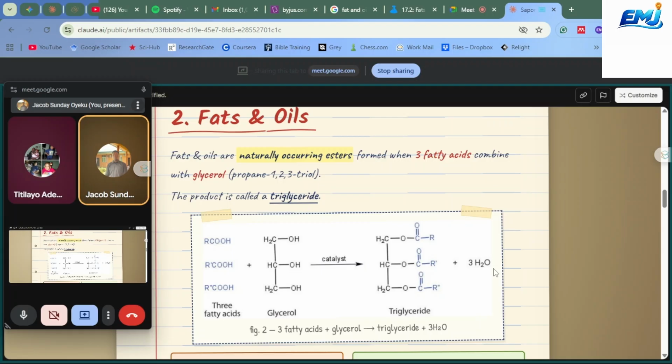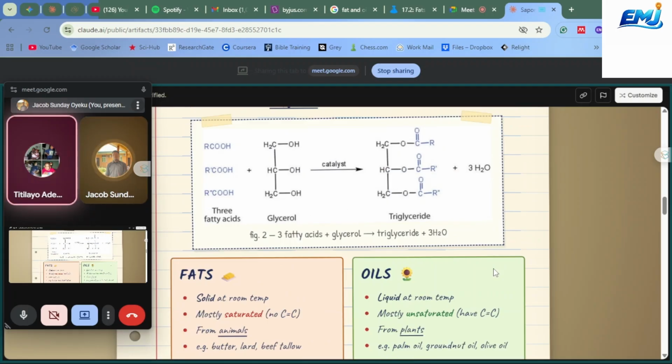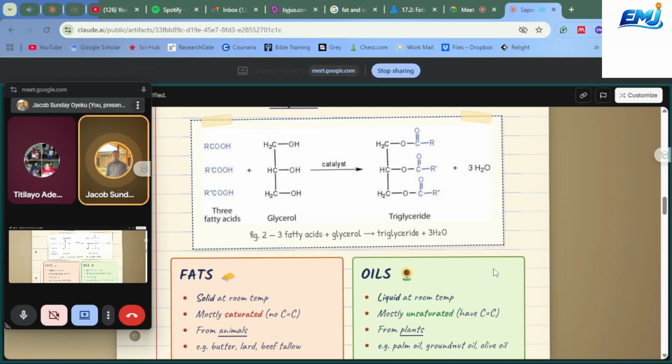Do you get? So depending on the reaction that you are dealing with, the fatty acid that you are dealing with will decide what kind of catalyst you are going to use. Do you get? So that's like fatty acid. This glyceride is the general name you have for fatty acid and oil, those kinds of ester.